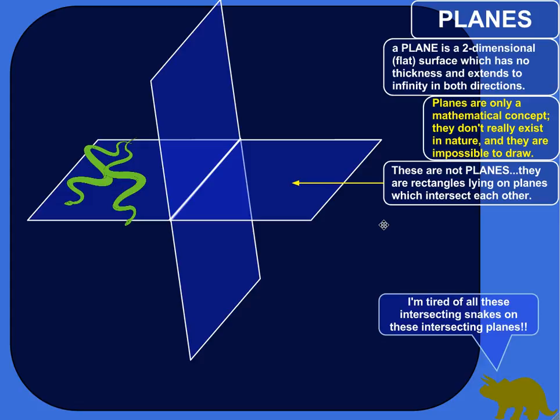What a plane is is a two-dimensional or flat surface which has no thickness and extends to infinity in both directions. So you can imagine it as maybe a tablecloth, which isn't thick at all. It's not even just a little bit thin, like 1 millimeter or half a millimeter or 0.001 millimeters. It actually has no thickness whatsoever. It's infinitely thin, and the tablecloth just goes on forever.